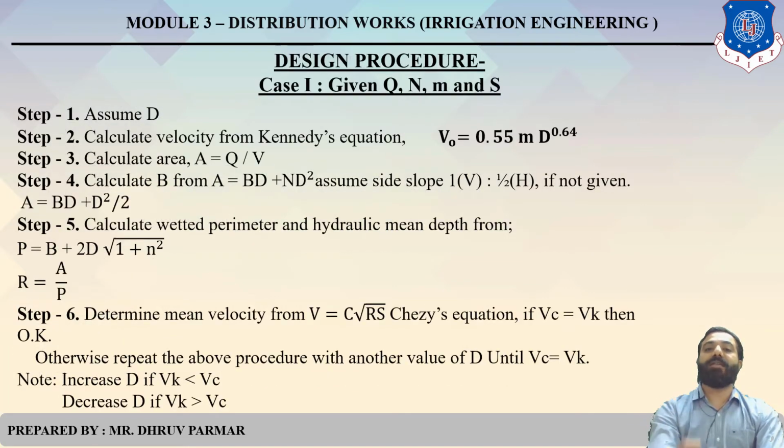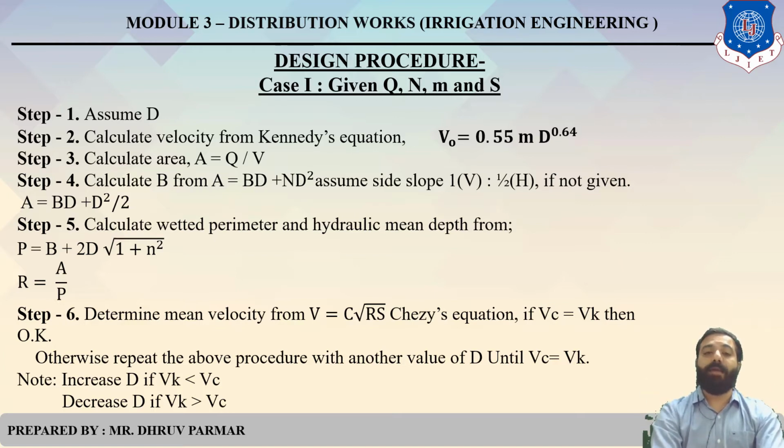Clear? Now the design procedure. Two cases are given. In case one, the data given are Q, n and S. Clear? In an exam, they do not define the example on the basis of Kennedy; you can recognize it by the data given. Here Q is given, n means the rugosity coefficient is given, m means CVR is given, and bed slope is given. So what is step one?